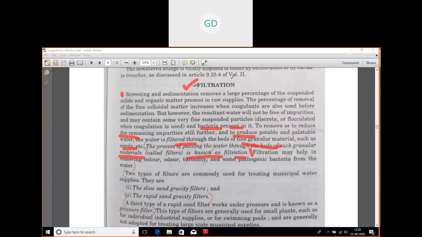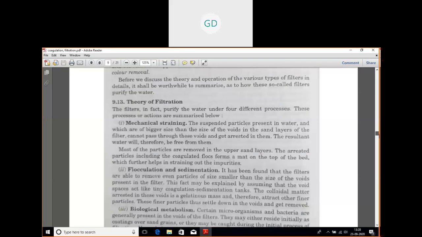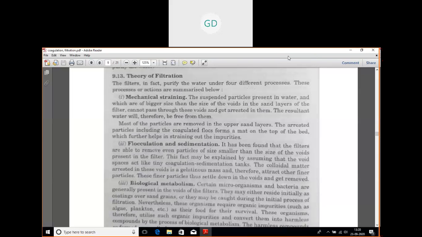Now let us see what are the types of filtration. Sorry, before that let us see the theory of filtration. There are some theories behind filtration, so let us see them. First, let me draw one thing. G is your gravel, and S is your sand. Suppose this is our filtration unit. Let us see first of all what the theory of filtration is.